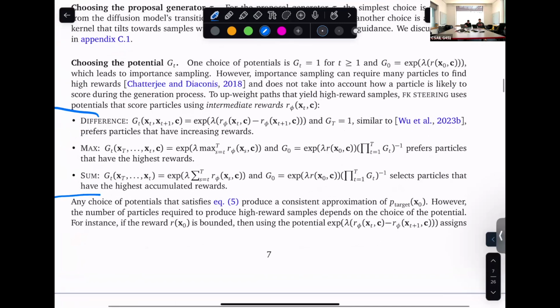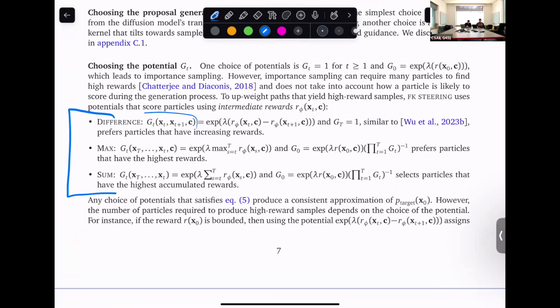Okay. Then what are these G's and why do they fit our requirement? They have three different ways of getting G. If we recall from earlier, the only thing they have to satisfy is that they multiply out to the desired reward. One way to do this is to get them to telescope so that consecutive terms cancel each other out. And that's this difference term right here.